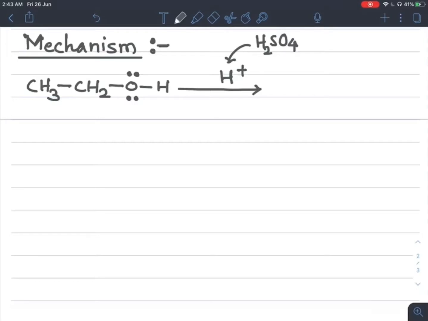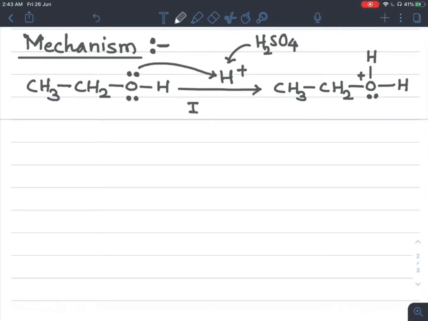Now what happens? Using its lone pair of electrons, this oxygen donates the lone pair to the H+ and forms a bond with it. So what do we get as the product here? CH3CH2 as it is. Oxygen uses this lone pair and forms a bond with hydrogen. Now only one lone pair remains on this oxygen, and due to donating a pair of electrons to the hydrogen, oxygen carries a positive charge. So this is the protonation.